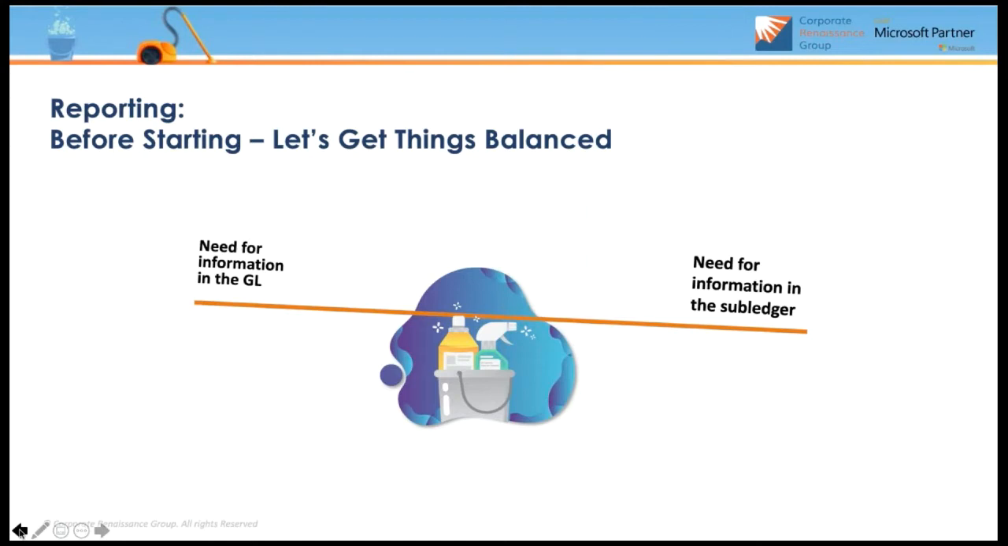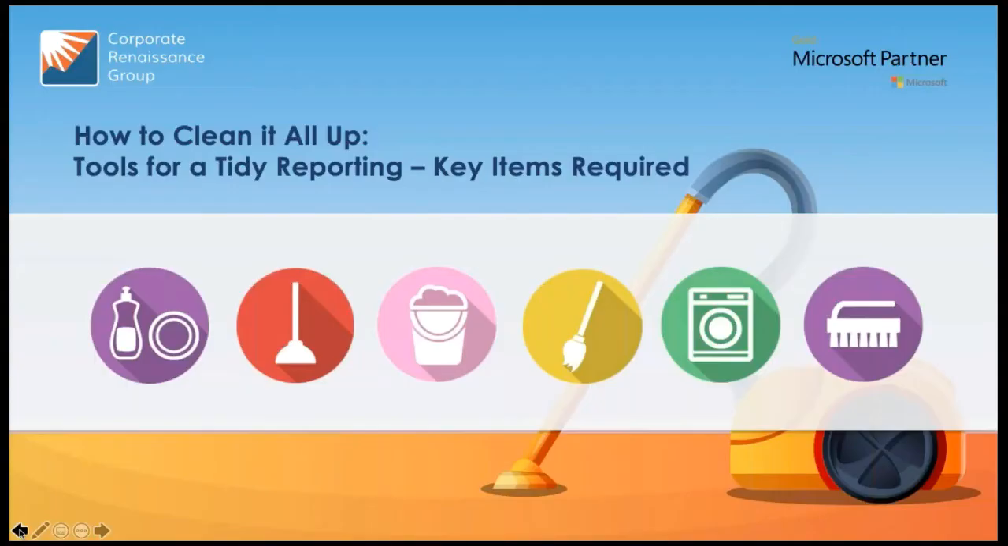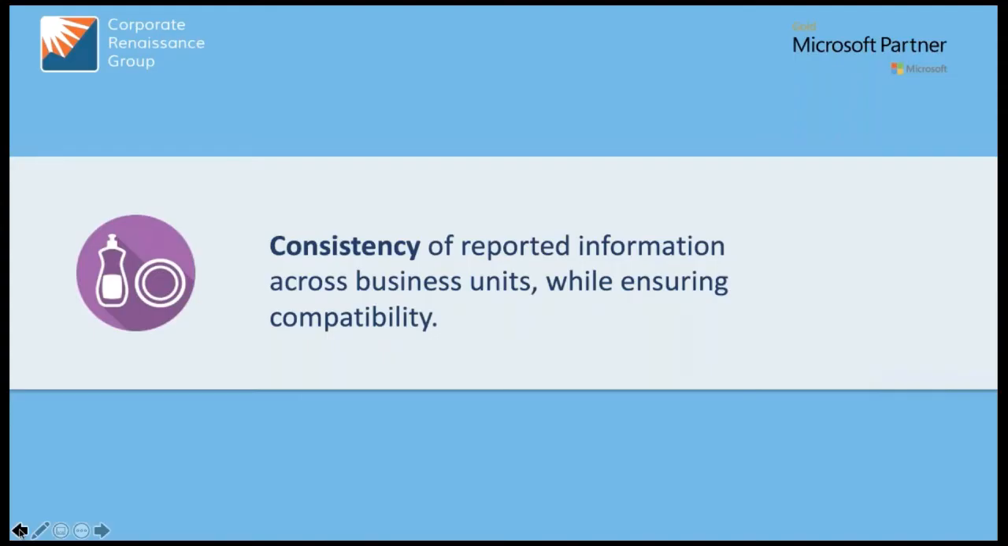I only used sales as an example, but certainly there's AP, AR, inventory, project accounting that are full of great stuff, manufacturing, etc. Okay, so what do we need to consider, or what are the key items really for cleaning up and knowing that we have a really good COA? Well, I think the first one is consistency, right? We drive for consistency of reported information across business units.